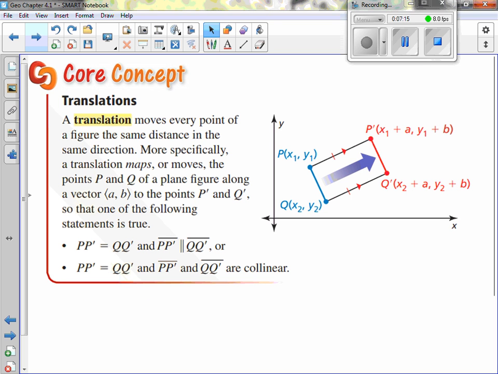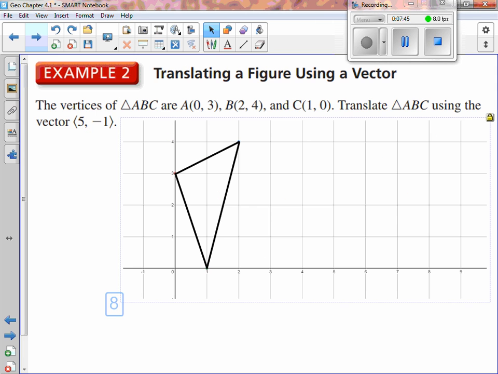We can use this with geometric shapes, because our translations, what we're talking about first, is moving every point of a figure in the same direction and same distance. More specifically, a translation maps or moves the points P and Q of a plane along a vector (a, b) to the points P prime and Q prime, so that one of the following statements is true. So really, we're moving it to its new spot, and whatever we move it, we call it prime.